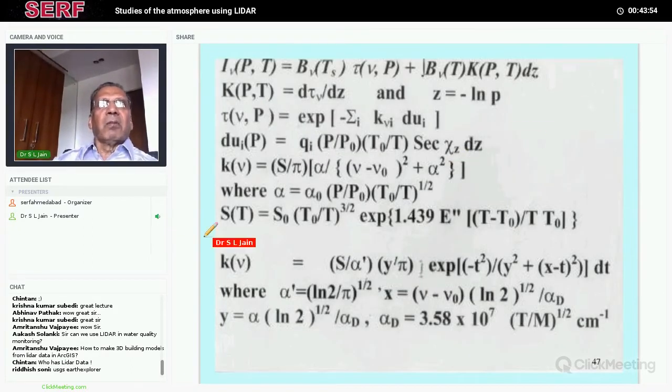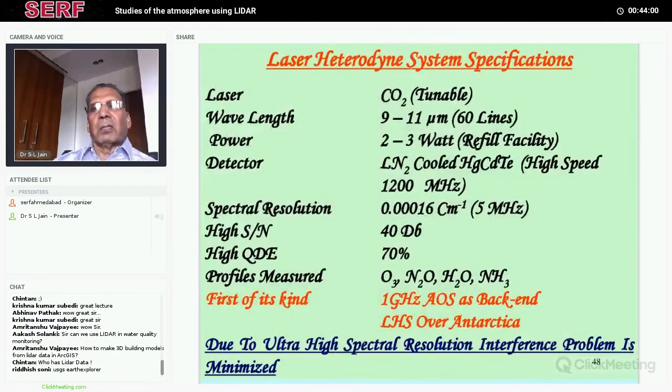And these are the various equations used for calculating various parameters in the work for different lines in the atmosphere. So now the laser heterodyne system which we developed has the following specifications. The laser used was CO2, which was tunable, and the wavelength varies from 9 to 11 micrometer and has nearly 60 emission lines. So you can tune any line in this depending on your requirement.